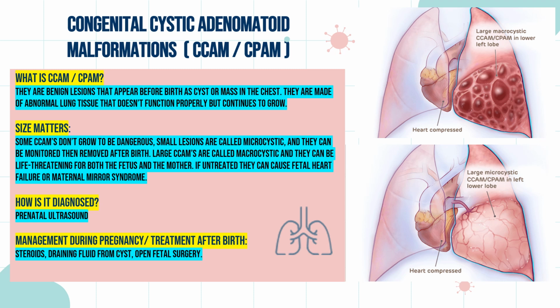If treated early and watched, microcystic lesions can be taken care of after birth. However, if they go undiagnosed, they can lead to fetal heart failure and maternal mirror syndrome. Typical diagnosis is by a prenatal ultrasound, and management during pregnancy can consist of steroids, draining fluid from the cyst, or even open fetal surgery. Okay, moving on.